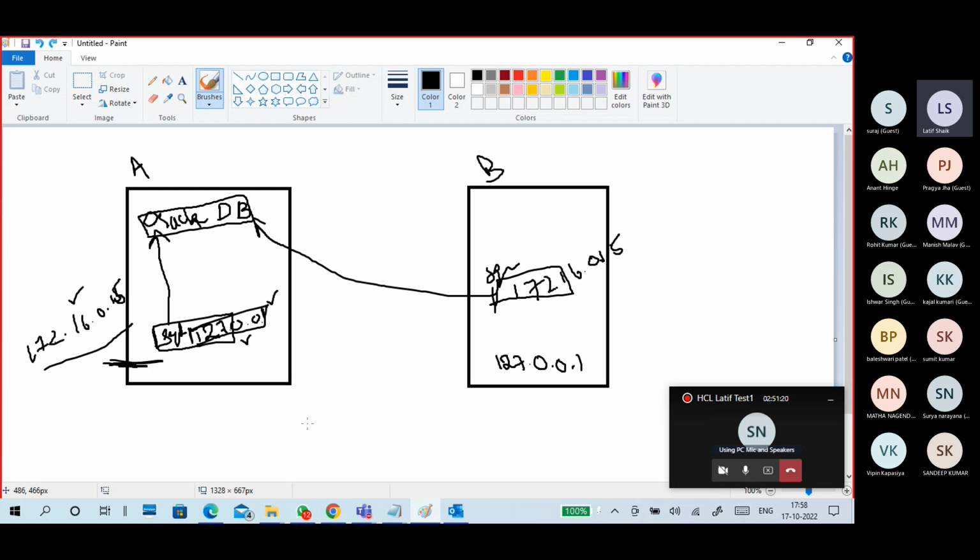And as I said, this PC, A PC. A is a computer name, B is a computer name, A is a computer name, and B is also a computer name. But both computers have a common name called localhost. Okay, localhost is not a terminology. Localhost is a computer name. Every computer name is localhost only.